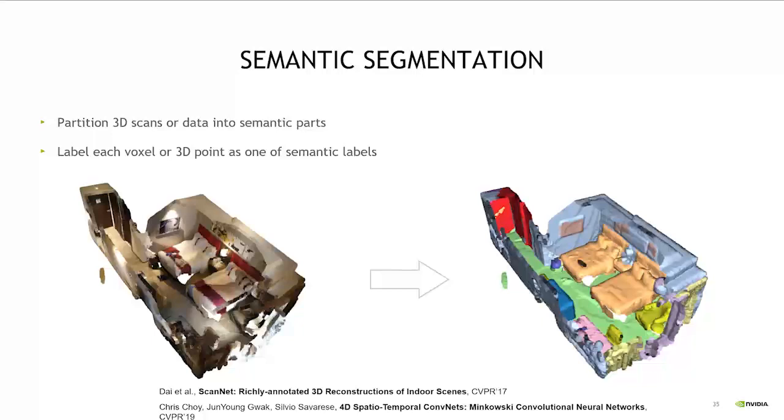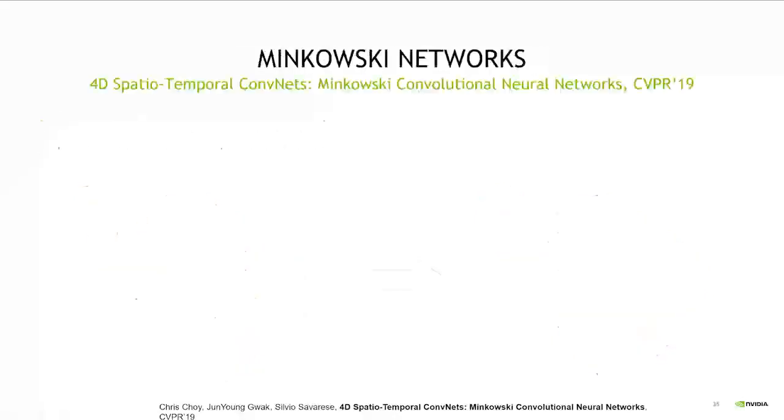3D semantic segmentation is a problem pertaining to partitioning 3D scans or data into semantic parts. And similar to 2D semantic segmentation, we can solve this problem by labeling each voxel or point in the 3D scan as one of the predefined semantic labels. Here I visualize the 3D input point cloud on the left-hand side and the network prediction on the right-hand side.